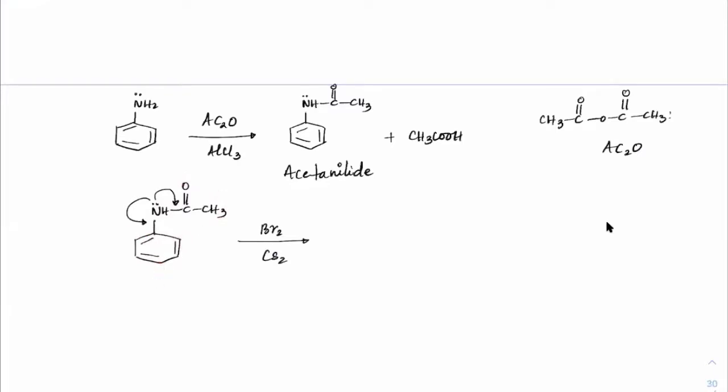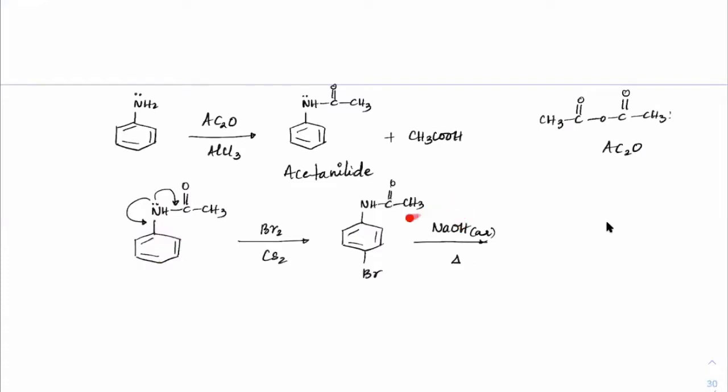It will only give para substitution to the most. So the major product you will get is para substitution. So we will get NH, C double bond O, CH3, and para will get substituted here. Once you get this, again react with NaOH, NaOH aqueous, and heat.